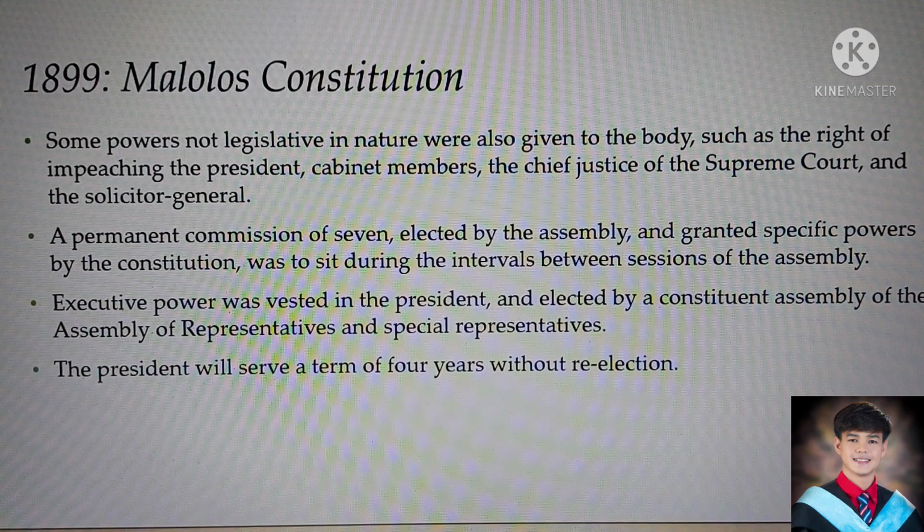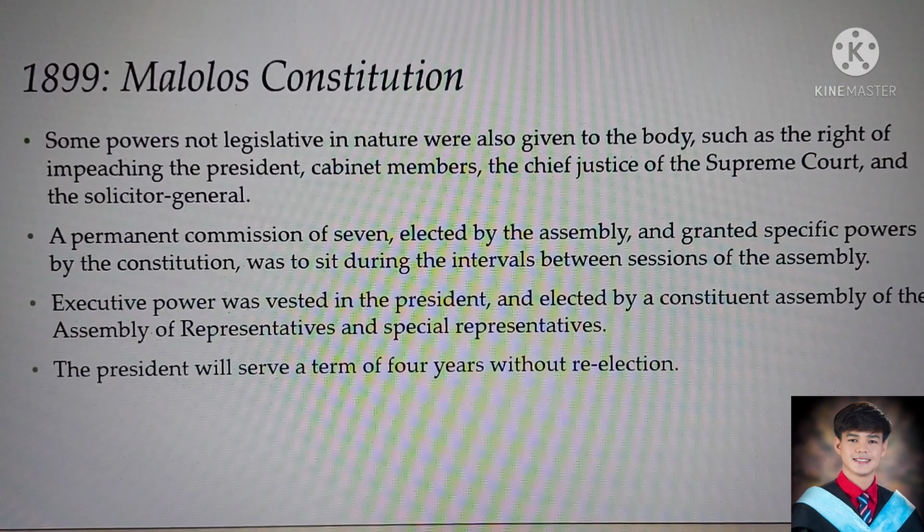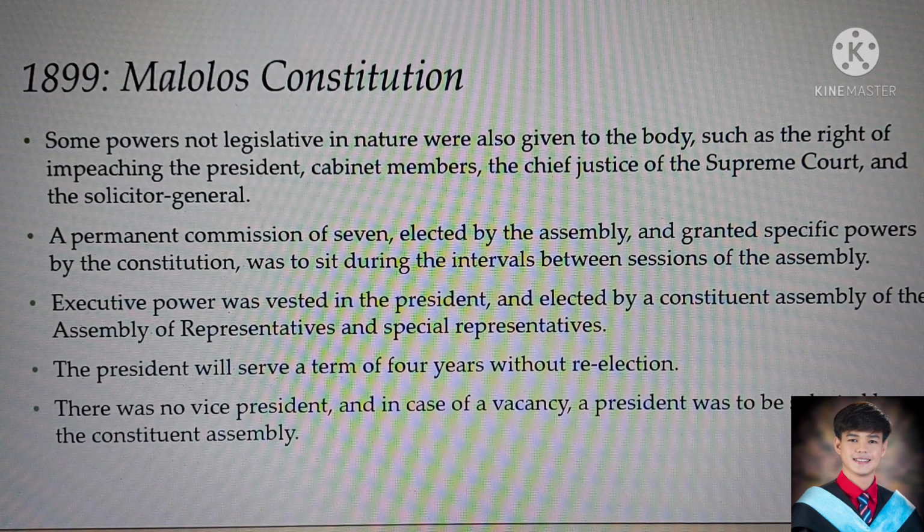So, pag naging presidente siya, hindi na siya pwedeng umulit. Tapos itong presidente, according to the Malolos Constitution, ay iboboto ng tinatawag na Constituent Assembly nung Assembly of Representatives. Kasi hindi pa katulad ng panahon natin ngayon na meron na tayong kakayahan na magkaroon ng national election. Pero dito hindi pa ganun ka-sophisticated yung sistema ng election sa Pilipinas. So it is election by Constituent Assembly of the Assembly of the Representatives.